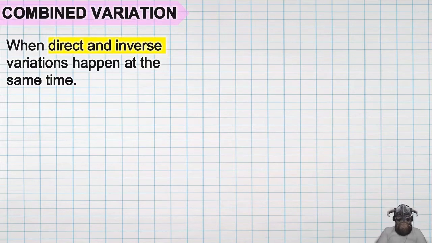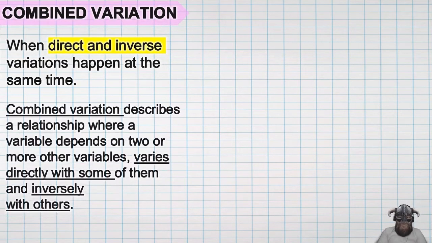Itong combined variation, para siyang joint variation, pero kasi sa joint variation, it's the relationship between two or more quantities having direct relationship. But in a combined variation, it describes a relationship where a variable depends on two or more other variables, wherein it varies directly with some of them and inversely with others. Technically, coming from the word itself, combined, nandun agad yung idea, pinagsamang direct tsaka inverse variation. But in this case, we are talking about three or more different quantities.